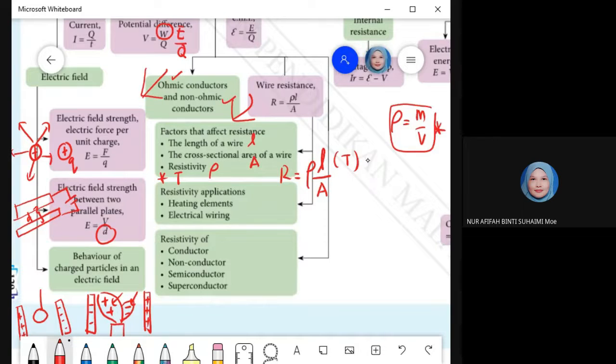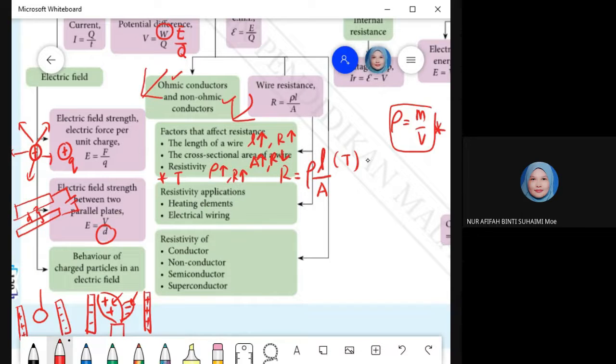The longer the wire, the higher the resistance also. Look at the area: larger area, resistance will decrease. Larger area, smaller resistance. Resistivity is the same: higher resistivity, so its resistance is higher. Resistivity and resistance are roughly similar in this way.